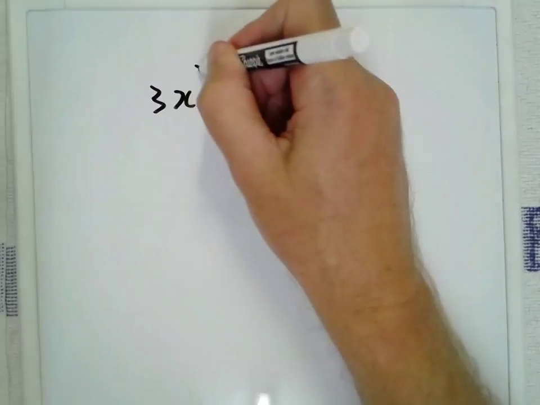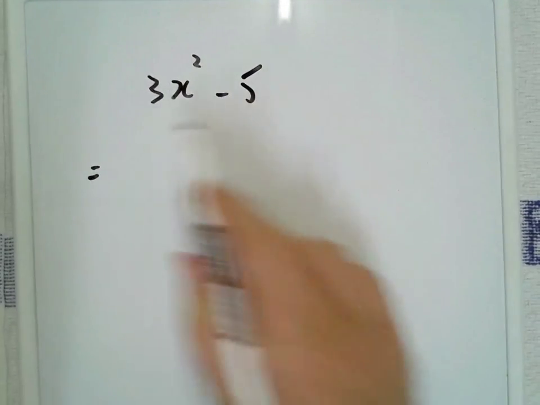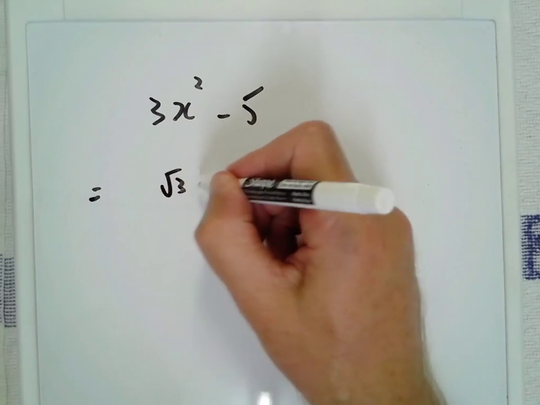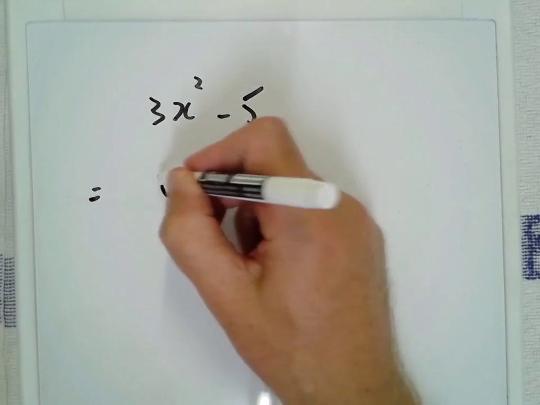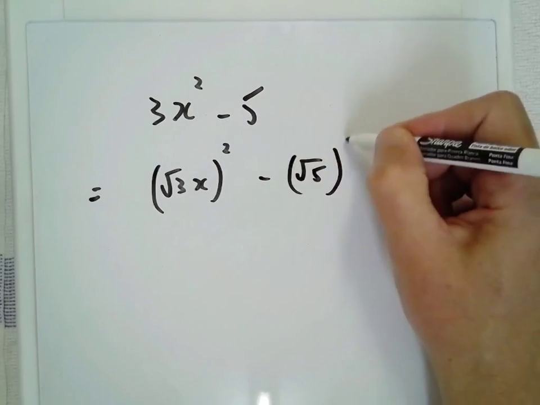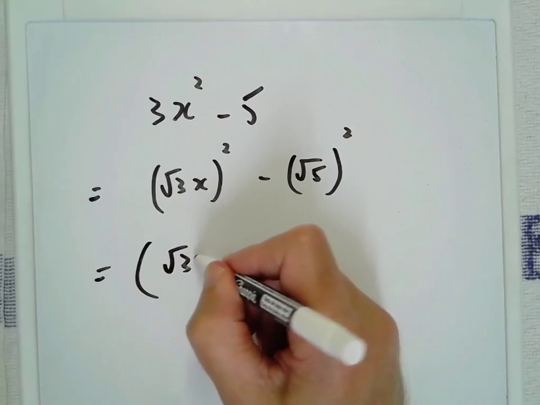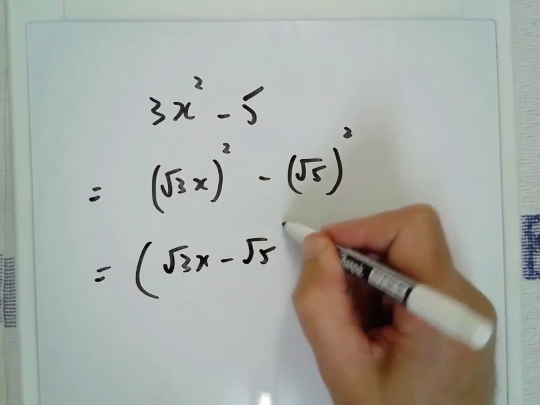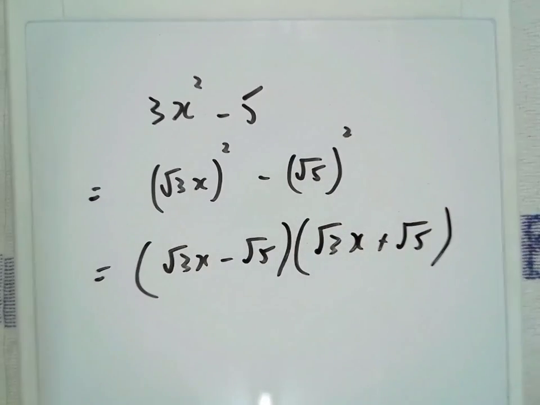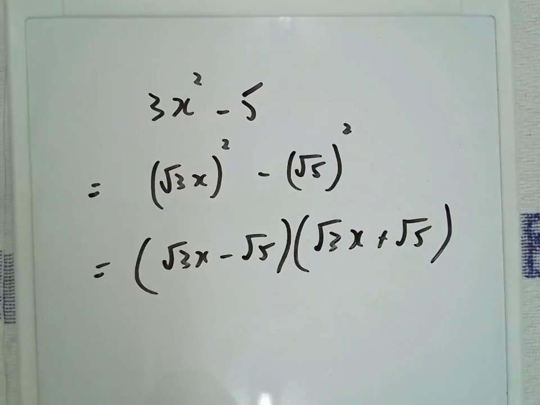Similarly, you might think there's nowhere to go there because 3 and 5 are not square. So technically that's root 3 multiplied by x all squared minus root 5 squared. Something squared minus something squared. (Root 3x minus root 5)(root 3x plus root 5). So x squared and a minus is what you're looking for.